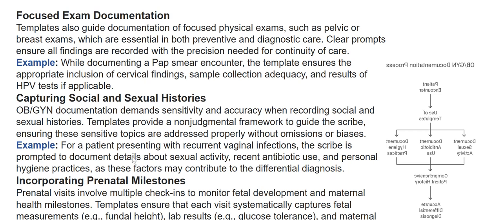Capturing social and sexual histories. OB/GYN documentation demands sensitivity and accuracy when recording social and sexual histories. Templates provide a non-judgmental framework to guide the scribe, ensuring these sensitive topics are addressed properly without omissions or biases. Example: for a patient presenting with recurrent vaginal infections, the scribe is prompted to document details about sexual activity, recent antibiotic use, and personal hygiene practices, as these factors may contribute to the differential diagnosis.